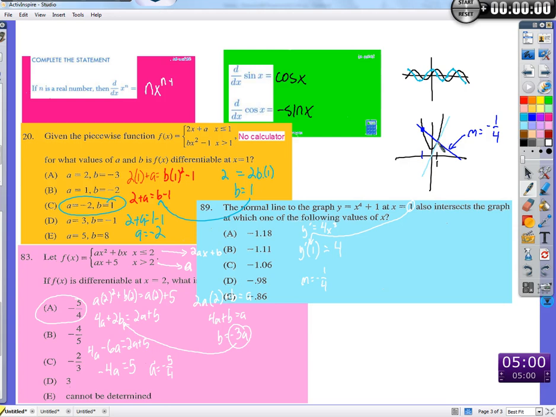Quick question. Okay, so you know how it says negative 1/4? M equals negative 1/4.